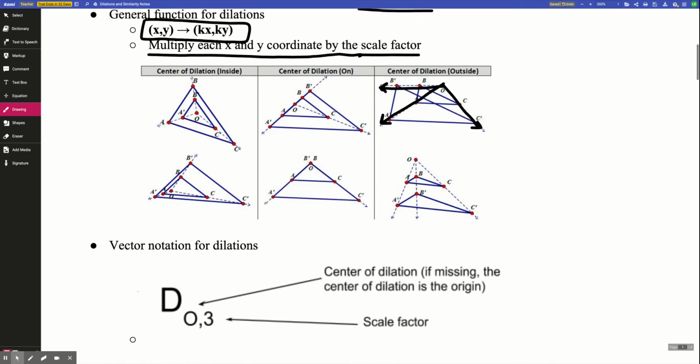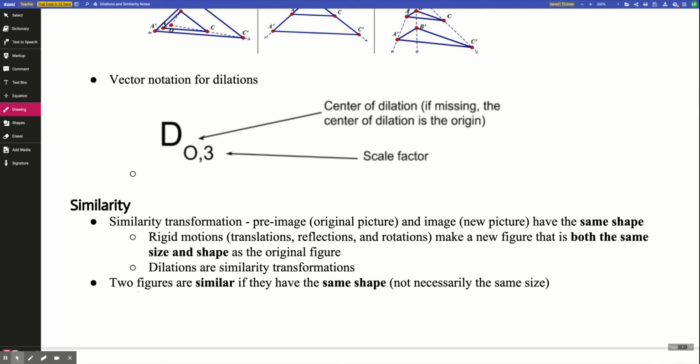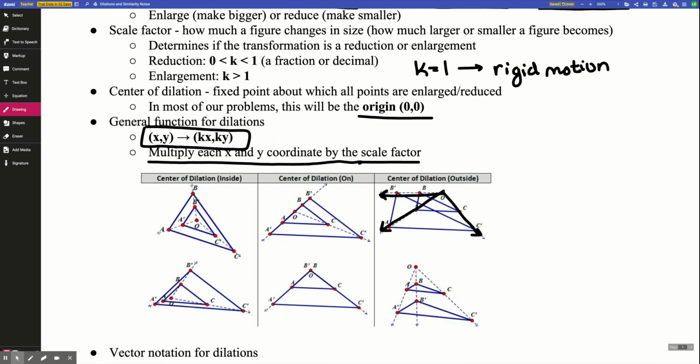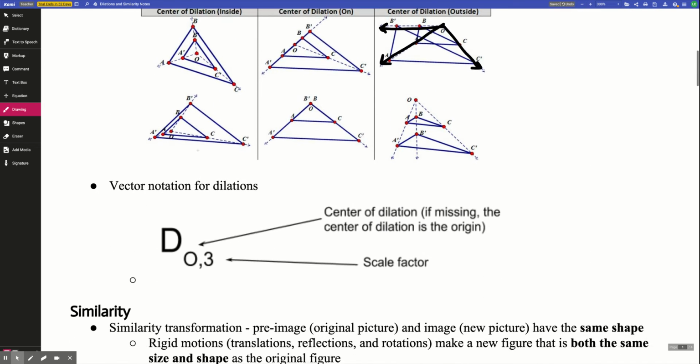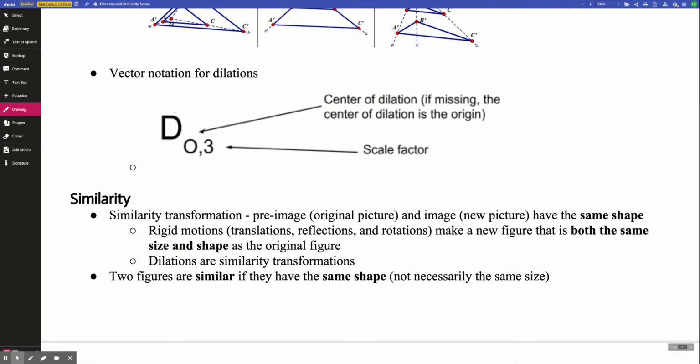Last thing for notation: if you remember, function notation was the first thing we learned, and then I also told you a little bit about vector notation. Dilations also have a vector notation. Remember, it's shorthand, so you don't have to write the whole function out. It's shorter and less for you to write, but it provides the same information.